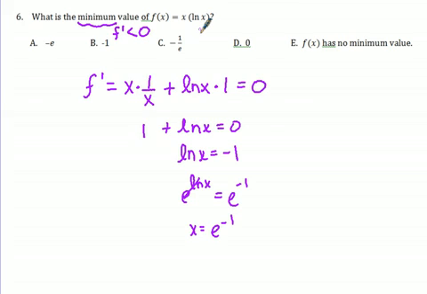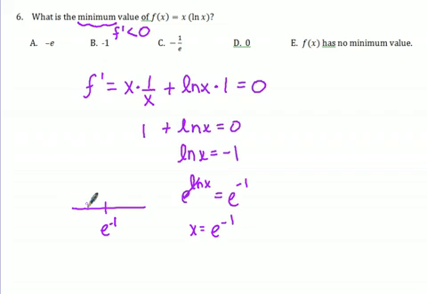But before I do that, notice that we have this choice. F of x has no minimum value. I need to determine if this is actually going to give me a minimum value. And so to do that, I need to do the sign chart. So e to the -1 is our only critical number.